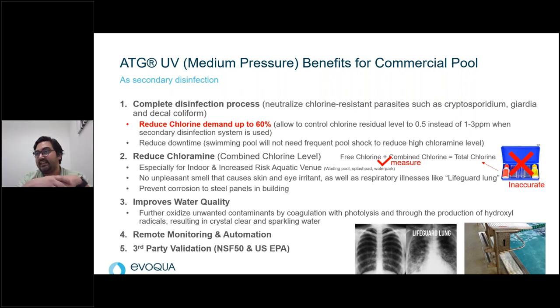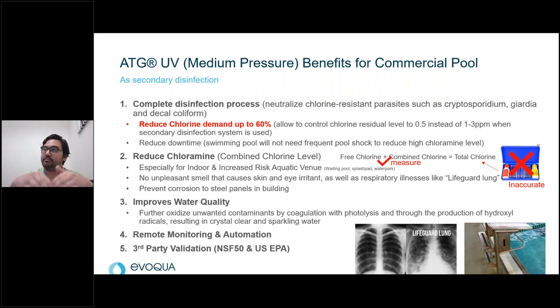Even in the WHO standard, it stated that if you have a UV that is used in conjunction with your chlorine dosing system, you can control your chlorine at a minimum of 0.5 ppm. And second, if you are using UV, you can reduce your downtime as well. At a point, you will have a very high chloramine level, which reduces your chlorine capability to disinfect as well. You may need to do pool shocking as well. So if you have UV, your frequency of doing pool shocking is prolonged.